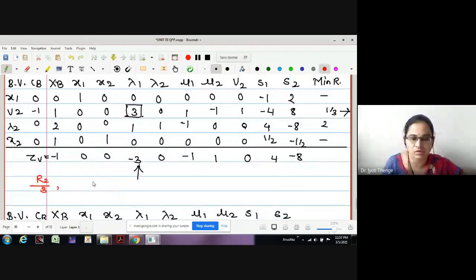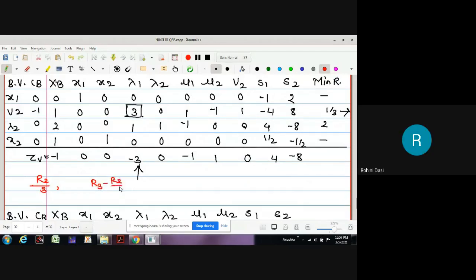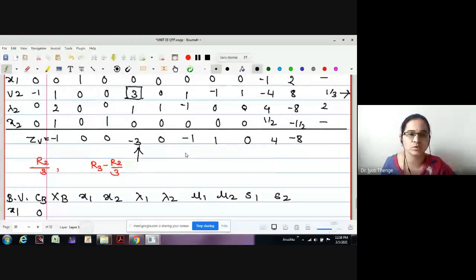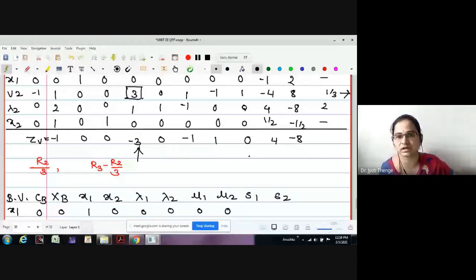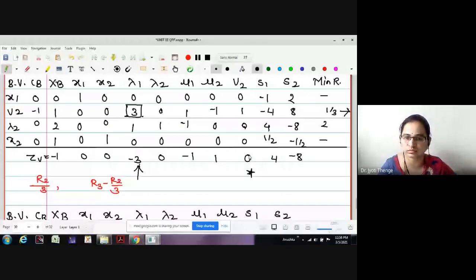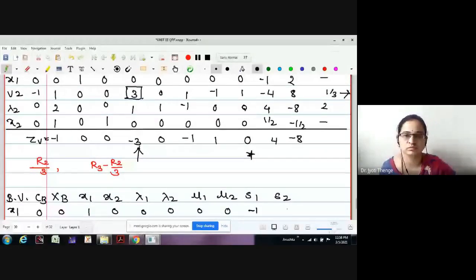Third row? R3 minus R2 by 3. You have to tell me both the row entries. Something is missing in the textbook calculation. Tell me the entries now. First and fourth row, let us write as it is. First and fourth row: 0, 0, 1, 0, 0, 0. This is for V1, V2, I think. For S1, this is minus 1, minus 2. Minus 1, plus 1. Fourth row also as it is.